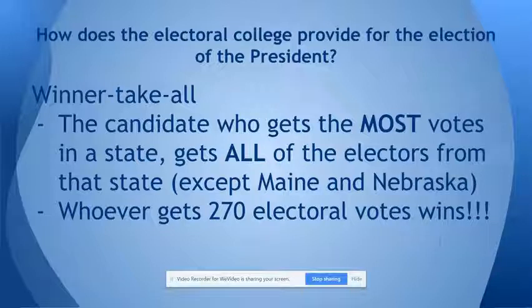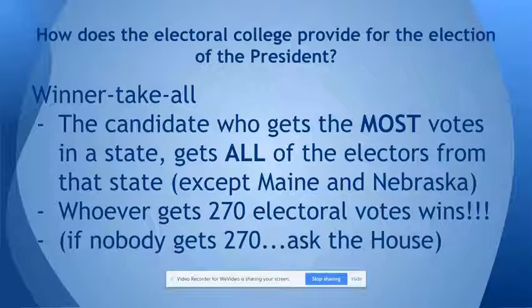And that is how the Electoral College chooses the president. Here are some questions to help you analyze that. Why might some people think that the system is unfair? Why might some people criticize the system as being undemocratic?